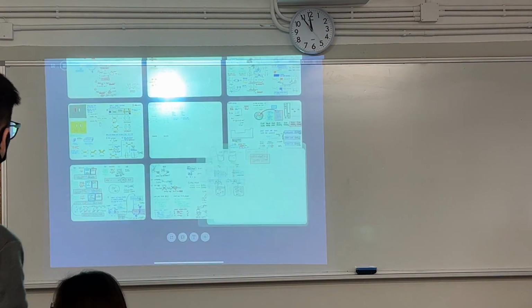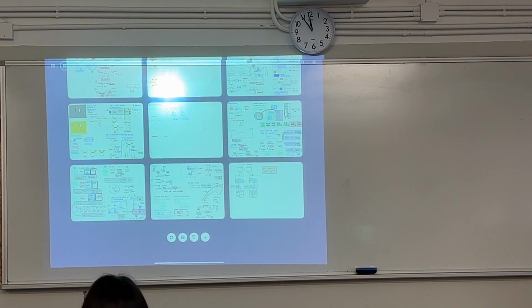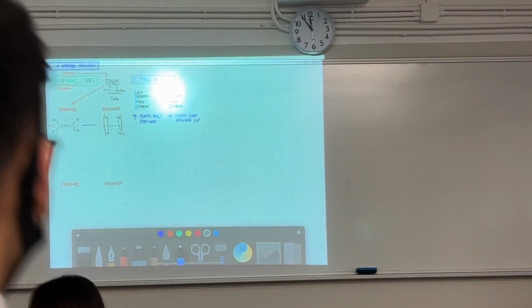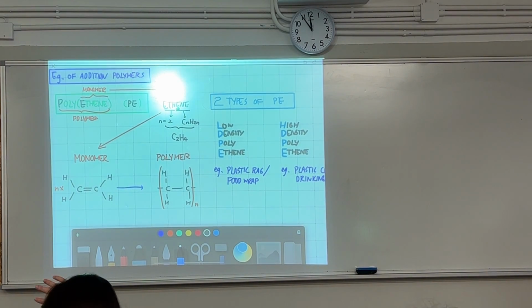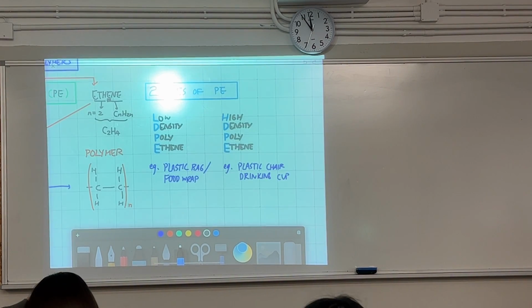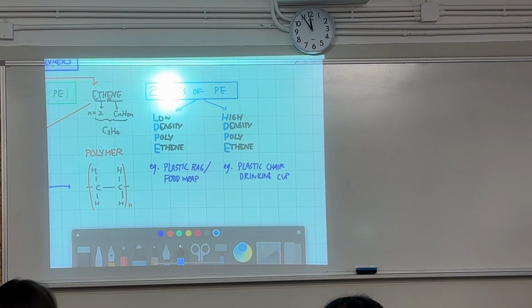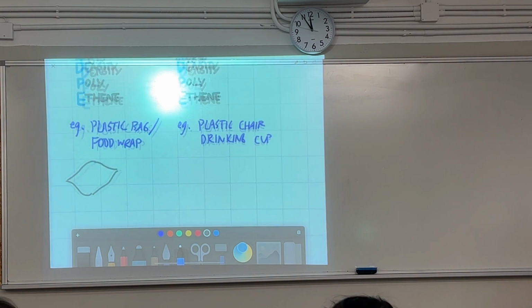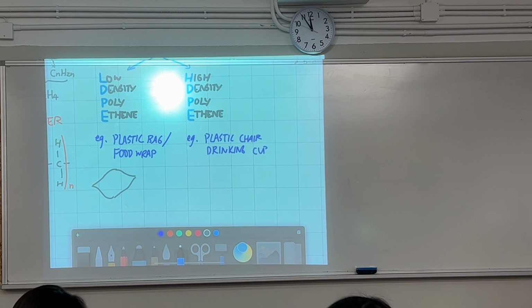Okay. So, last time this is where we stopped. We stopped at polyethylene. And we said there are two types of polyethylene. One is called the low density polyethylene. The other is high density. What does that mean? When you look at food wrap or plastic bag, you see they are pretty soft to the touch. But then for plastic chair or plastic stool or drinking cups, these are really firm to the touch.